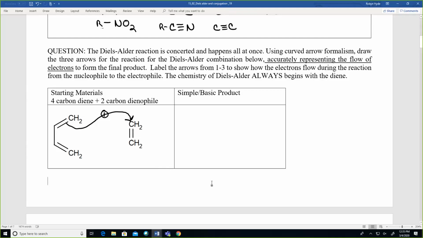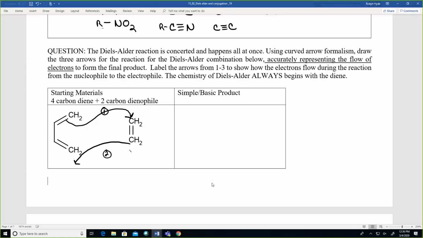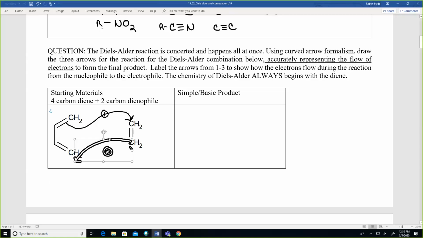Okay, so what happens next? When I form a bond, I also have to break a bond, always. So I have to break the pi bond, and the second step is I break this pi bond, and those electrons attack back at the diene, at the other end. And that is arrow number 2. So again, now I've formed a bond. What also has to happen? I have to break a bond. And so then the very last step is I take this pi bond and move it back in there.